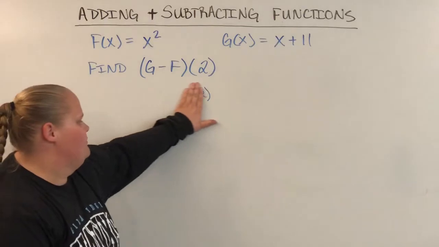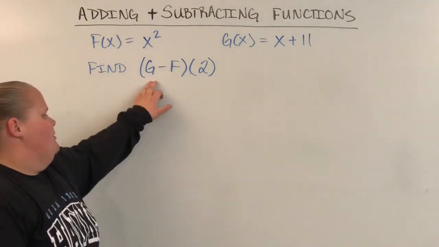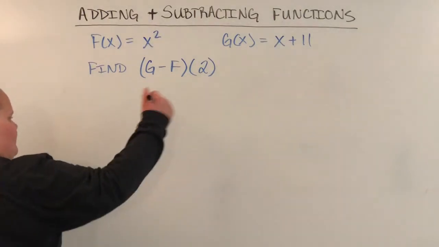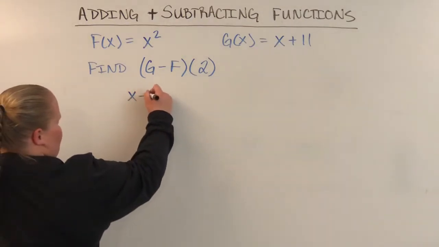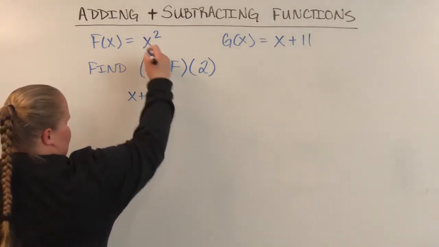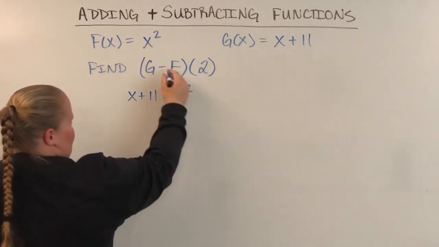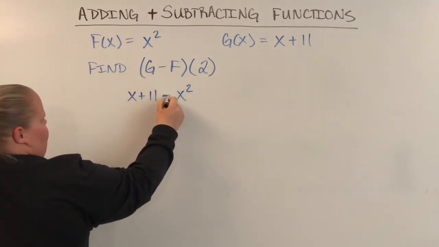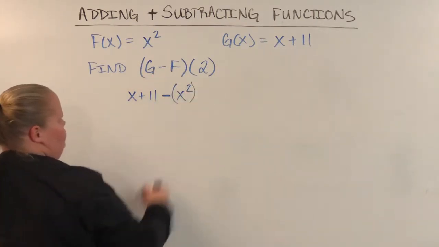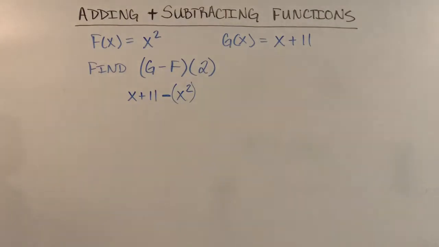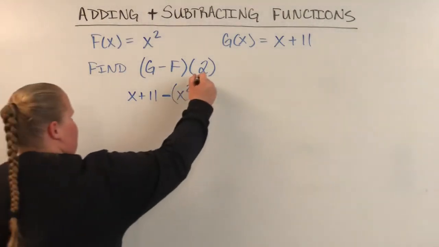We're going to stick with that first one. So g minus f of 2. G comes first. G is x plus 11, and f is x squared. Remember, I'm subtracting, so I need to subtract all of f. Okay. So now what I'm going to do is plug in a 2 anywhere I see an x.